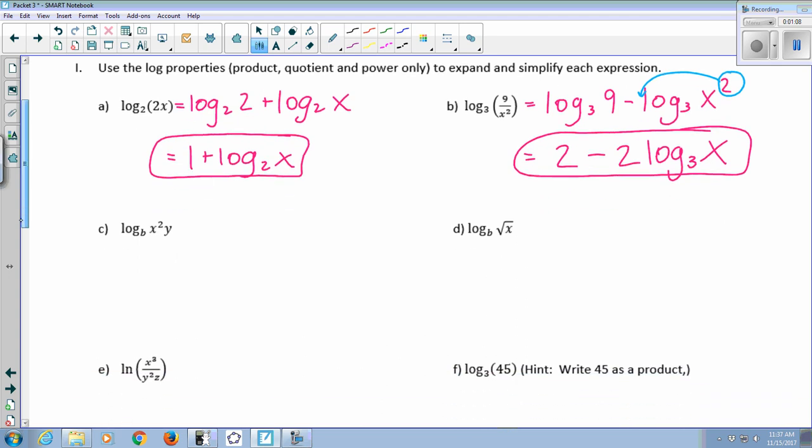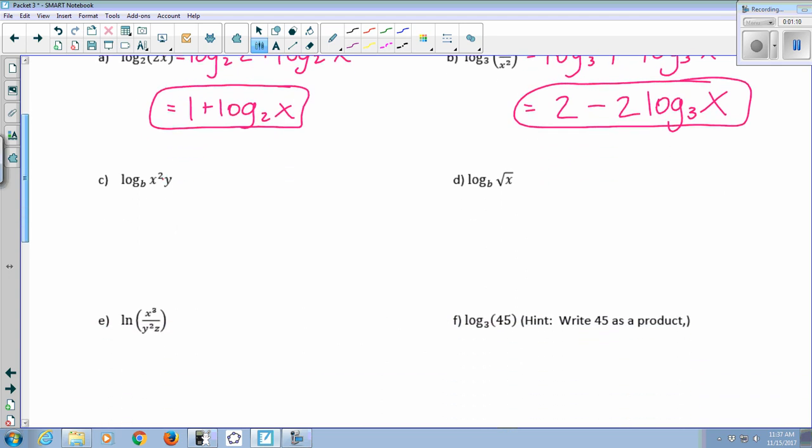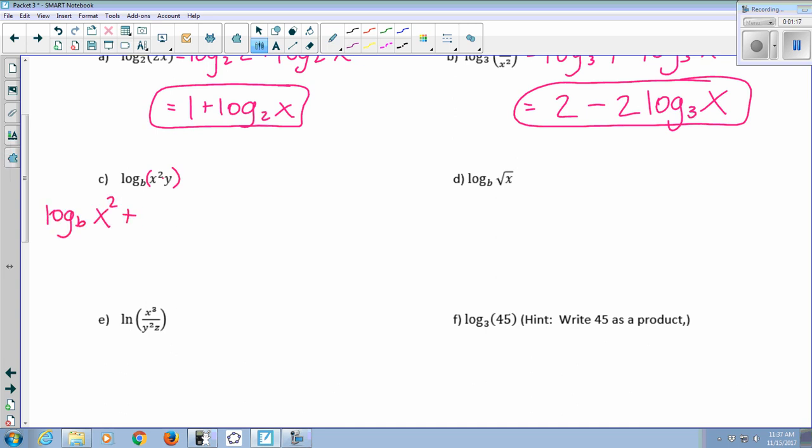Log base b of x squared times y. Break that into a sum. Log base b of x squared plus log base b of y. Then use the power property that lets you take the 2, the exponent on the x, and bring it down in front of the log. So this is 2 log base b of x plus log base b of y.